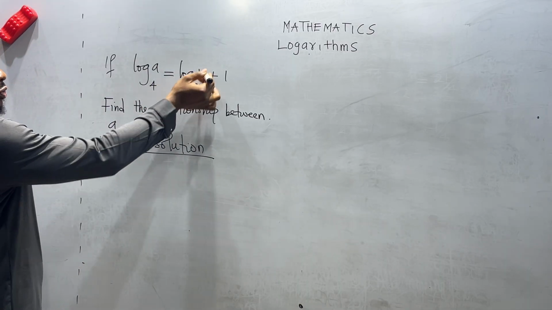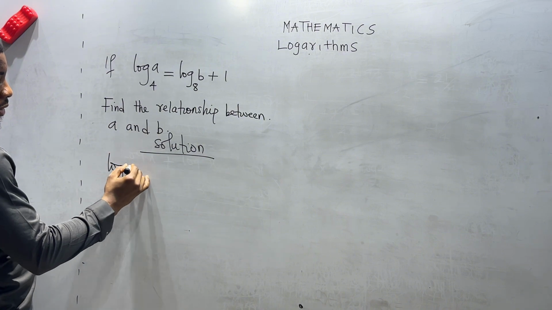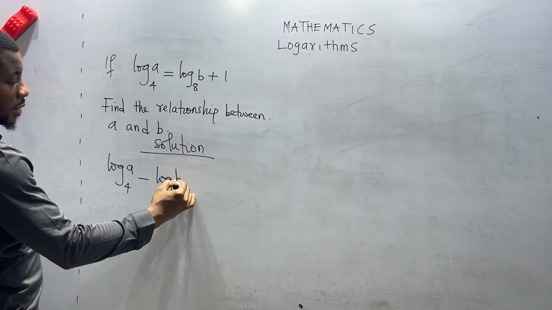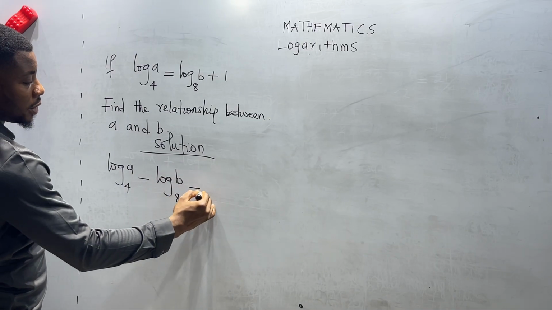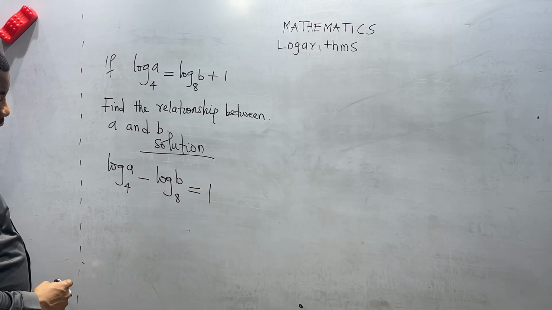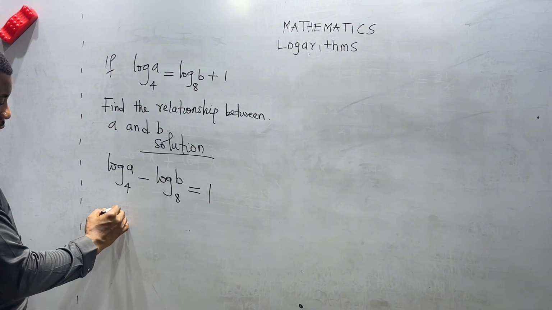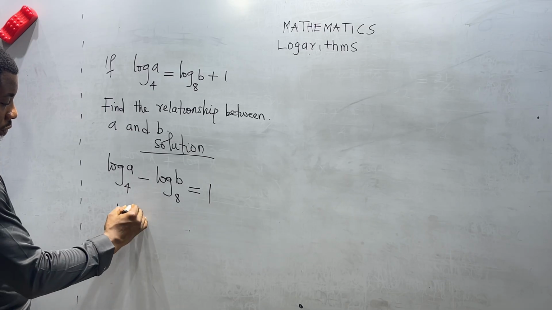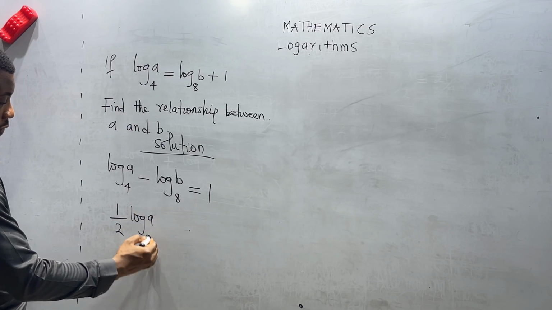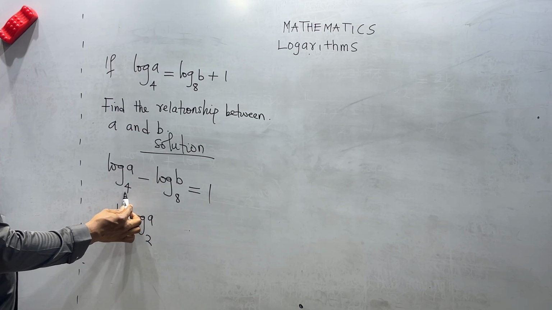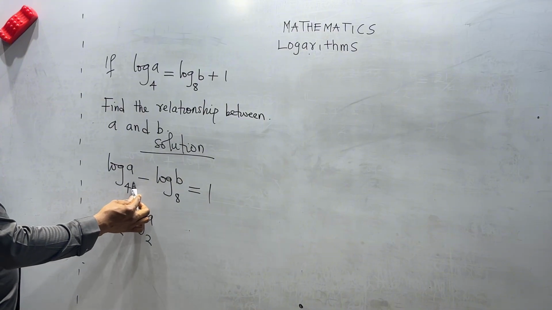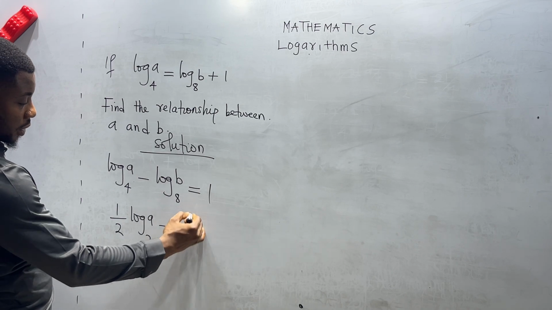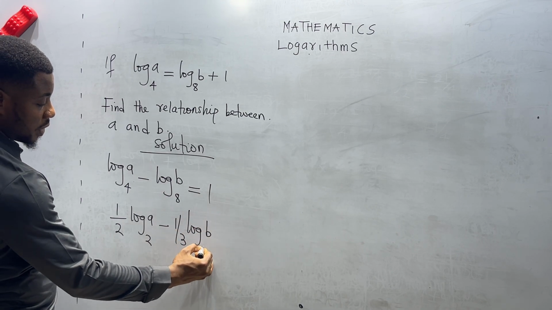We can also decide to move this to the other side. So we can say this same thing as log a to base 4 minus log b to base 8 is equal to 1. At this point in time, we can also say this same thing as 1 over 2 log a base 2. We are supposed to say this same thing as 2 raised to power 2. So applying the rule of log, the 2 can come back as this. This is also the same thing as saying 1 over 3 log b base 2.